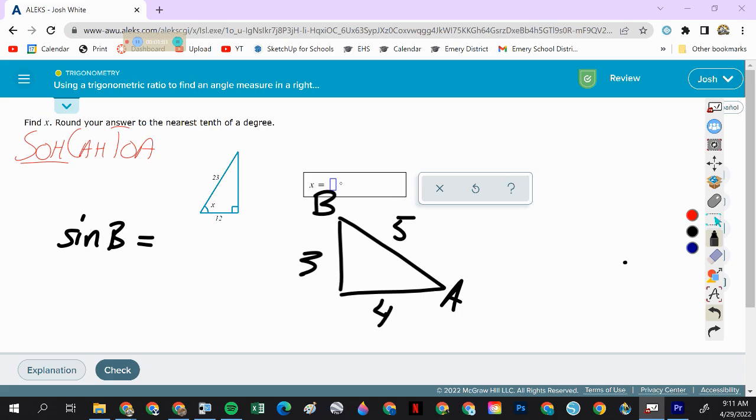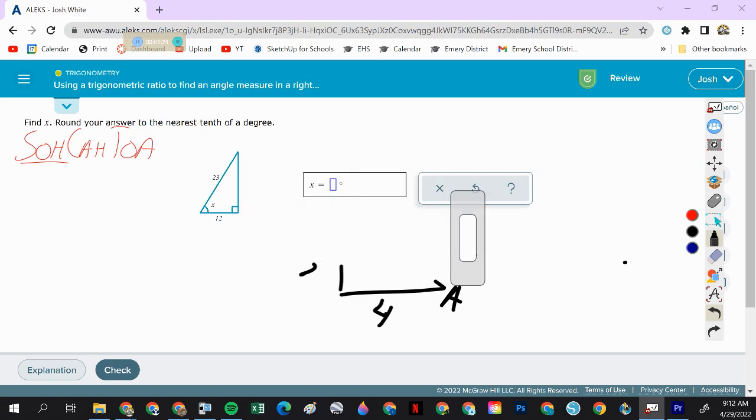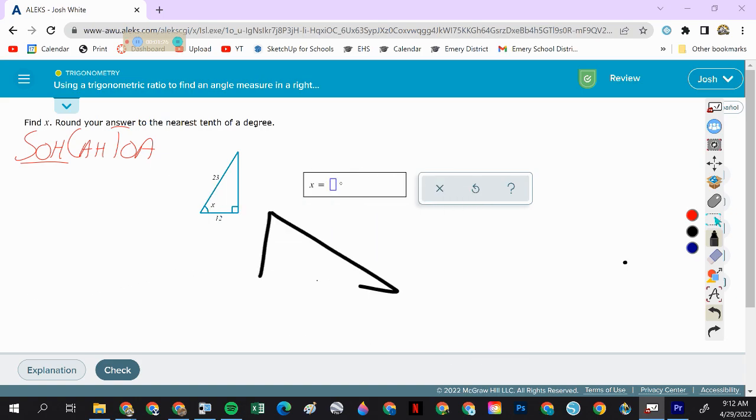So with reference to angle B, what is O? 4. And H is 5. Okay? So the sine of angle B is 4/5. All right? And then we could do the same thing with other angles. So we also had problems that looked like this. We would have, let's say, a 10 and an X and a 35-degree angle.